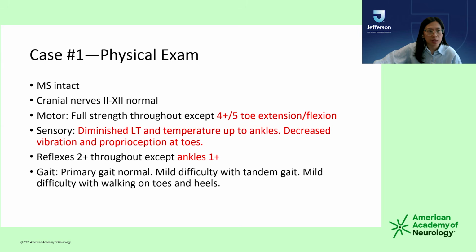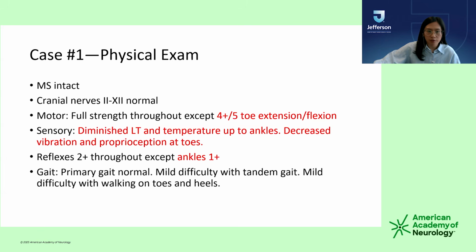On his physical exam, his mental status and cranial nerves are normal. His strength is also pretty good, except that he does have a little bit of weakness, 4+ out of 5, in his distal feet with toe extension and flexion. On his sensory exam, he has diminished touch and temperature up to the ankles and decreased vibration and proprioception at the toes. His reflexes are normal, except that his ankles are hyporeflexic bilaterally. His gait is normal. He does have a little bit of difficulty with tandem, as well as difficulty with walking on his toes and heels.